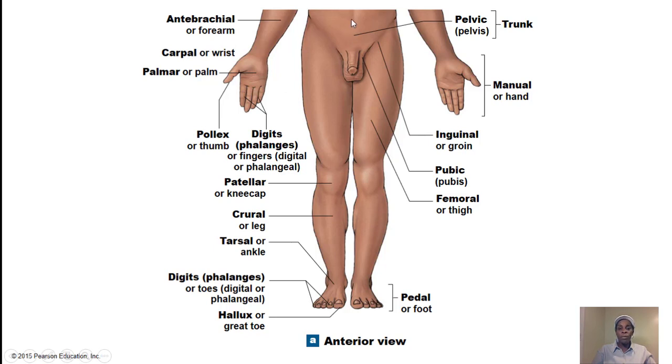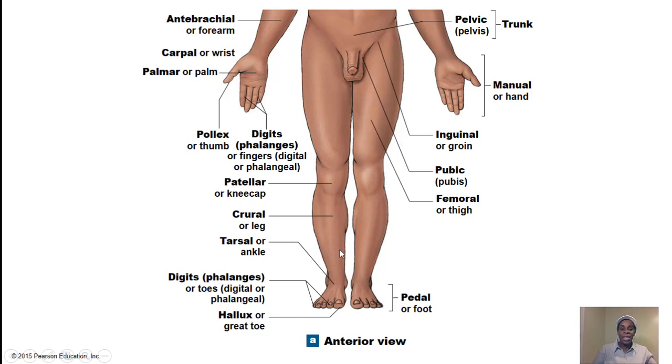The bottom part of the abdomen is called the pelvic. The groin area is called inguinal. The pubic area is called pubic. Then the thigh is femoral. The kneecap is patellar. And we'll see that the back of the knee is popliteal. So patellar, popliteal, both of them are P's.